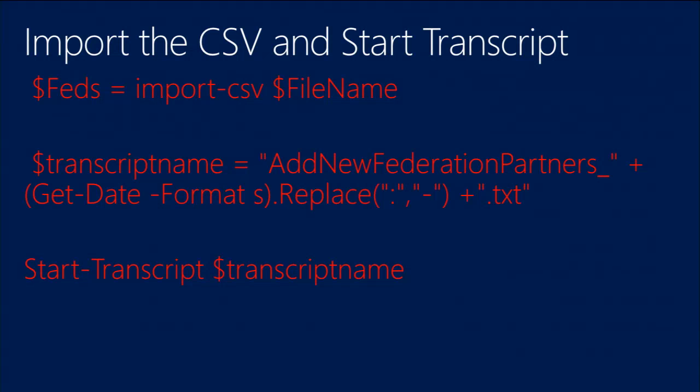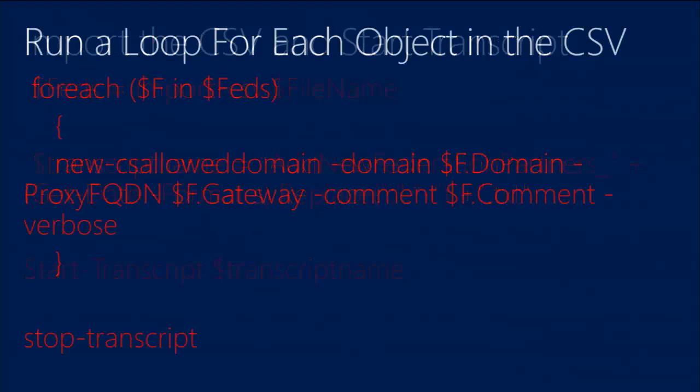Next thing I'm going to do is import the CSV that they picked. So $feds equals import CSV filename. I'm going to create a transcript because I always create transcripts. I'm going to start the transcript, and then I'm going to run a for each loop that says for every one of those rows in that CSV, add a new allowed domain with the domain name from that column, the proxy FQDN from that column, and the comment from there, and then dash verbose and stop transcript. Now, if I was really cool, I could have done a second line that said add content to an output CSV and stored all those variables again, but I didn't do it that day.